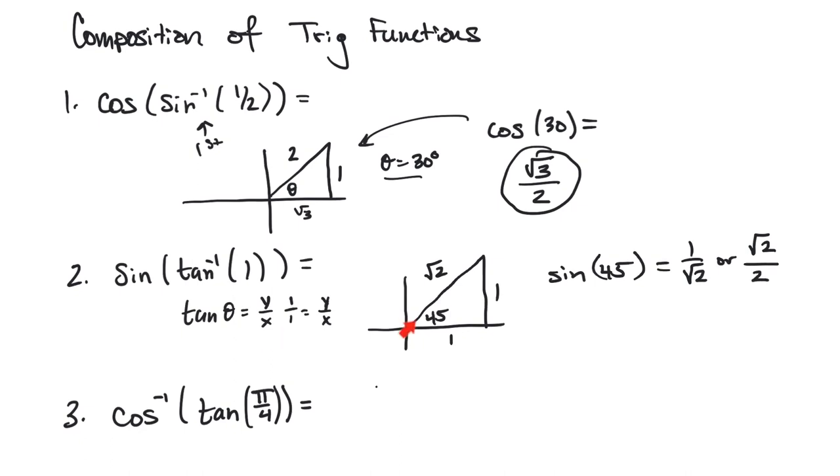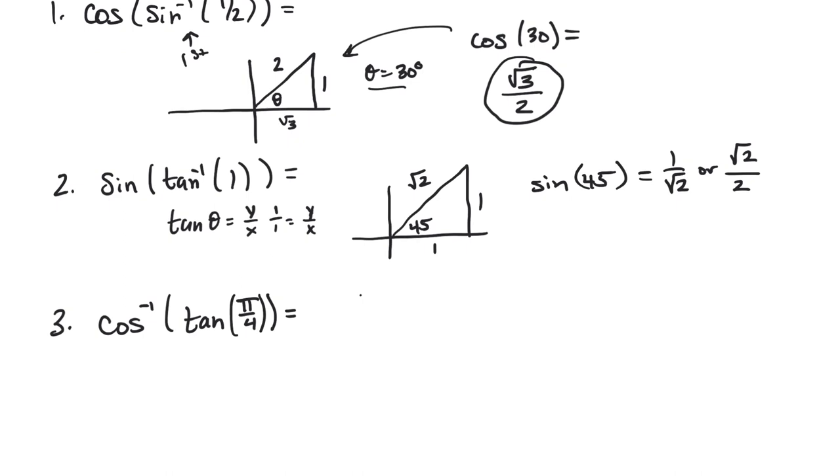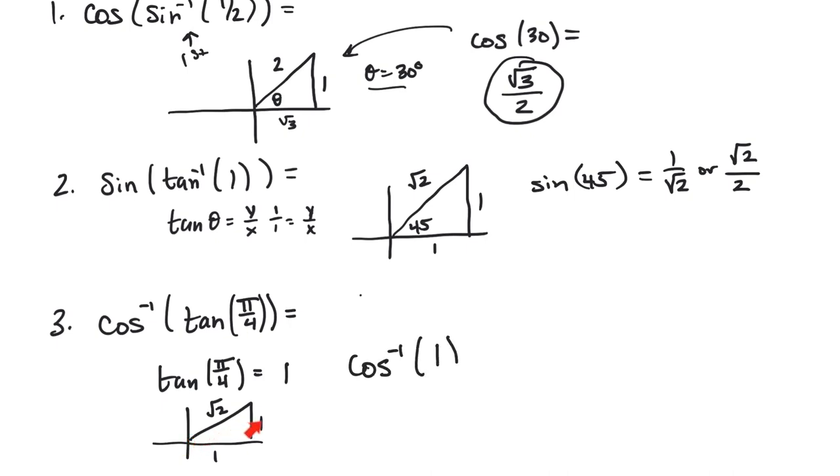Then I can say, all right, what's the sine of 45 degrees? We're going to get the opposite over the hypotenuse: 1 over the square root of 2, or square root of 2 over 2. Notice that number 3 is a little bit different. I've got the inverse function on the outside, not on the inside. So here we're going to say tangent of pi over 4. I'm going to draw 45 degrees and ask, what is the tangent of 45 degrees? I already knew this from up at the top, but I would do it like this: that's equal to 1. And so I can plug that in.